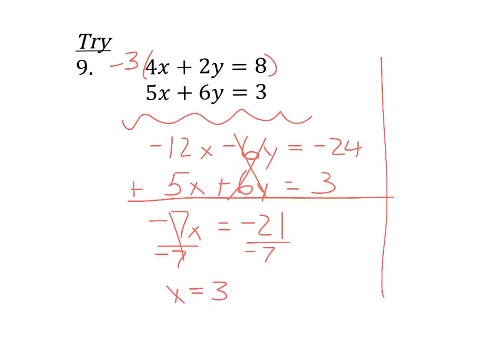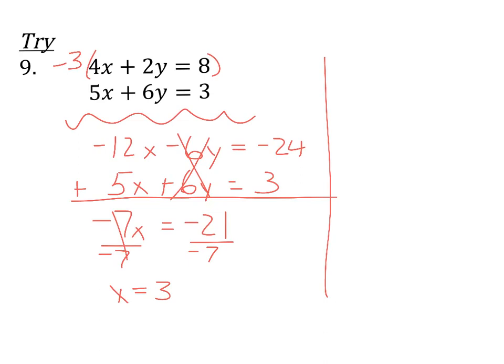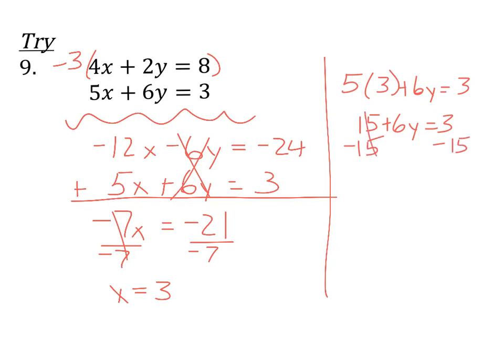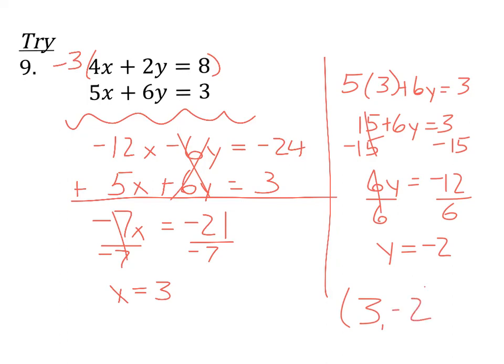So now I need a y value to go with it. I'll pick my bottom equation. So 5 times the x value, 3, plus 6y equals 3. And now let's solve for y. 5 times 3 is 15. So I subtract 15 from both sides. And I have 6y equals 3 minus 15, which is negative 12. Divide by 6, and I end up with y equals negative 2. So my ordered pair is 3 comma negative 2.